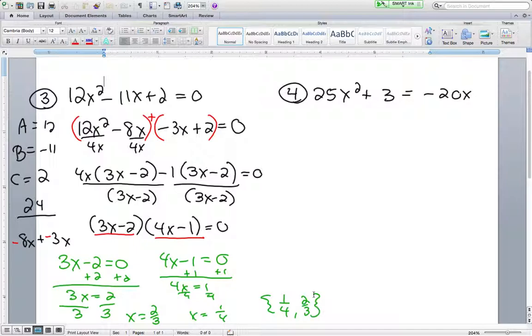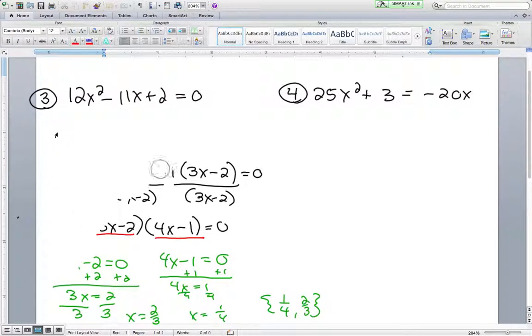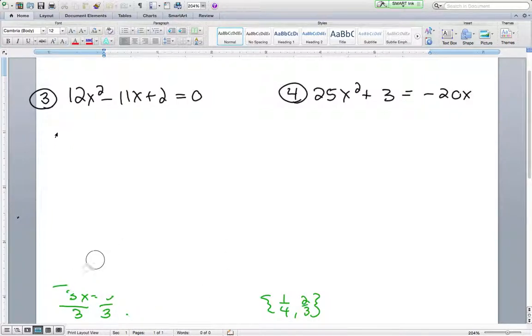If I put either of those numbers in for x into the original equation, I'll end up with 0. I just solved it. All right, one last one. And this one says 25x squared plus 3 equals negative 20x. Ooh, that seems strange. Did you notice on the last one, it equals 0? Remember, with a quadratic, I want it to equal 0. Now, if you're in honors and you're worried about completing the square, that's the only exception to that rule. But normally, a quadratic, we want it to equal 0.